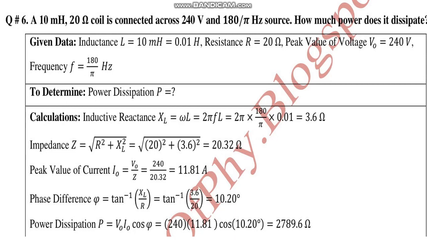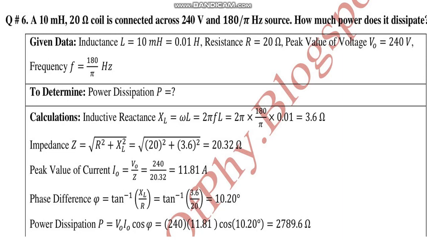XL has a value 3.6, and R, given in the question, is 20 ohm. After using the calculator and solving these values, we get the angle, that is 10.20 degree. Now we find the power dissipation easily. The power dissipation formula: P is equal to V naught I naught cos phi.